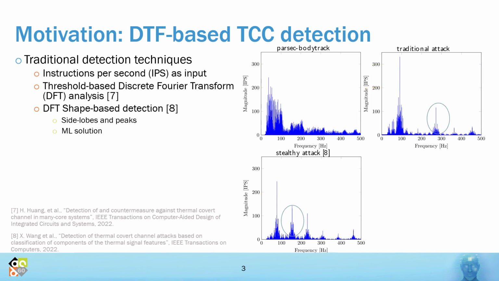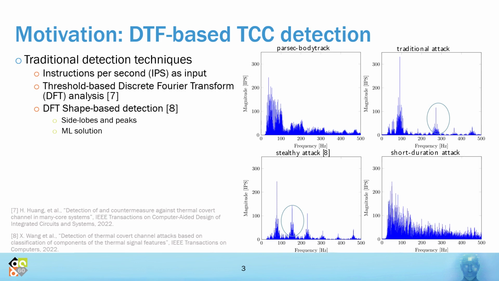To solve this issue, a recent approach proposed to use the shape of the DFT, meaning the peaks and small side lobes marked here in the figure, as a feature for a machine learning-based detection. However, this solution assumes the spectrum of all the attacks to contain these features. This is not the case for our new obfuscated short-duration attacks, which will be described further in this video.